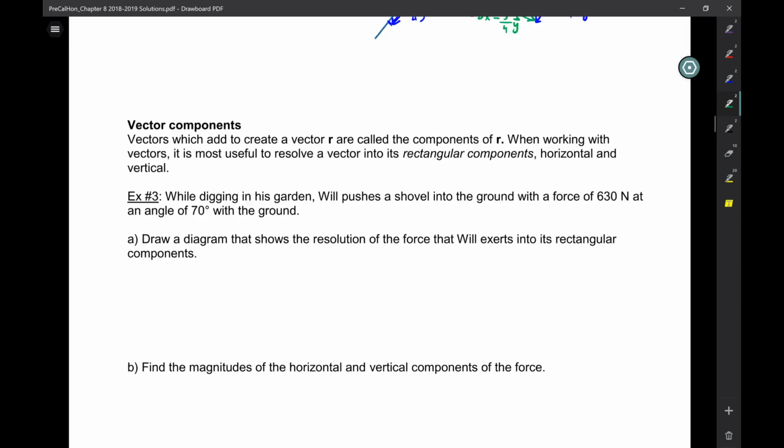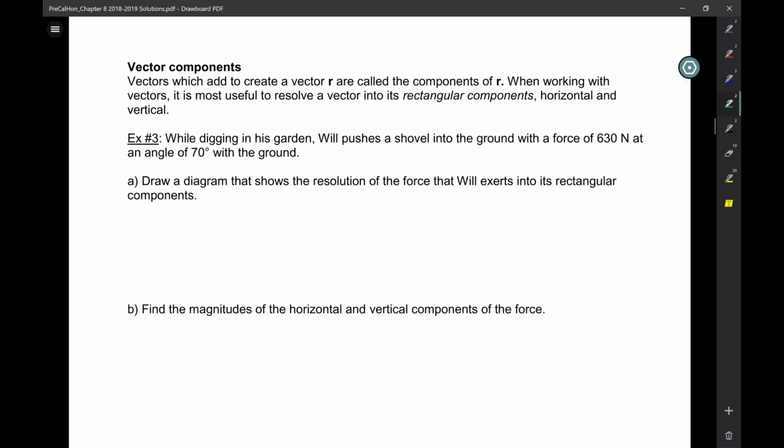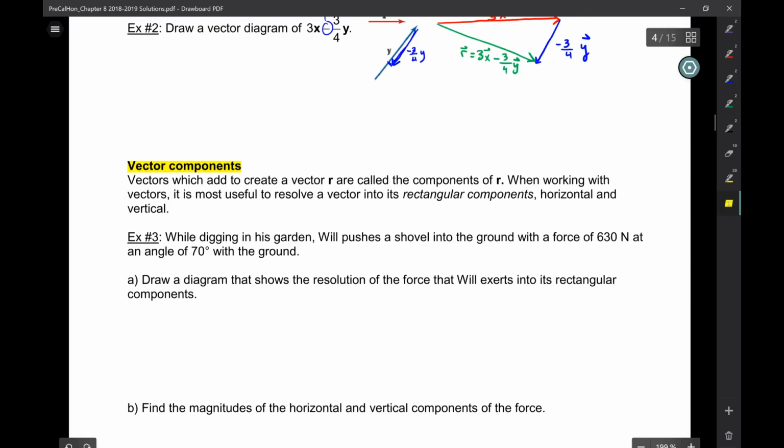All right, let's talk about components. Until now, we really haven't done anything with vectors. Believe it or not, we really haven't done anything. We're just getting you introduced to terminology. Now vector components is when it starts.